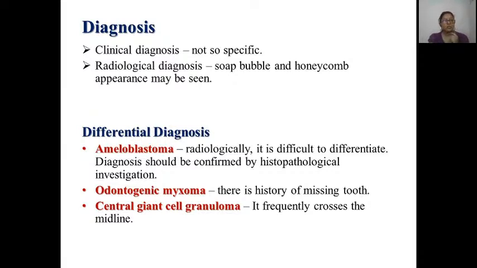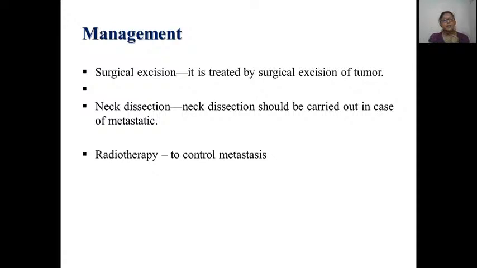Differential diagnosis can be done. Ameloblastoma, radiologically it is difficult to differentiate. Diagnosis can be confirmed by the histopathological investigation, where we see the mucoepidermoid as well as the mucus secreting cells as well as the epidermoid cells. Odontogenic myxoma we can diagnose if there is any history of any missing tooth. Central giant cell granuloma: this peripheral mucoepidermoid doesn't cross the midline, but central giant cell granuloma frequently crosses the midline.